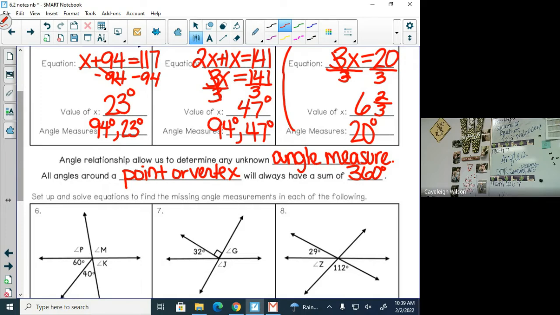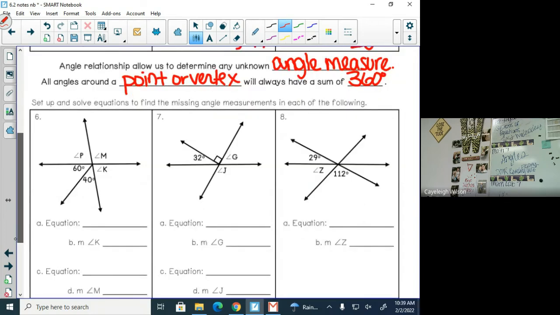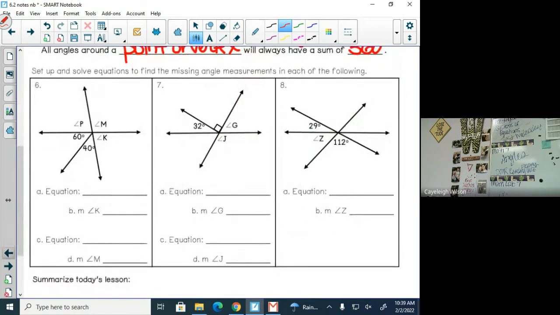All right, so we're going to look at these down here, and then we're going to do a couple extra practice problems. Okay, so on this first one here, it says set up and solve an equation to find the missing angle measures in each of the following. Now, here's what I would do.